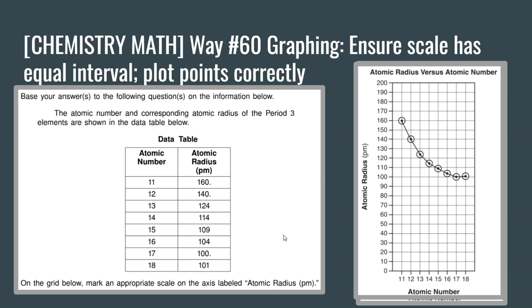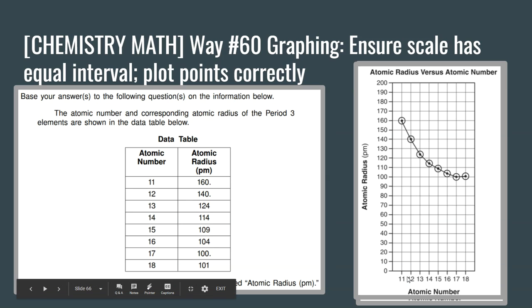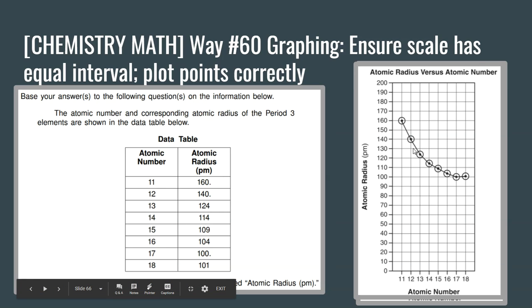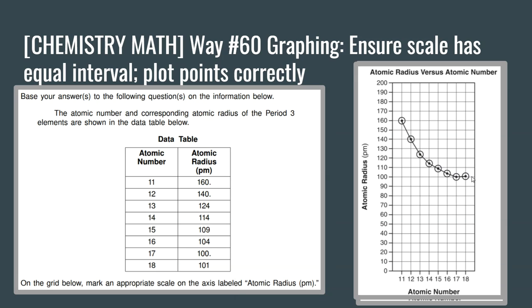It says atomic number 11 corresponds to atomic radius 160, so plot that point. The next point is 12, 140, and then 13, 124. So 124 should fall between 120 and 130, and then you just plot the rest of the points. Typically, it'll ask you to put a circle around the dot and then to connect them in order to show the trend. For this trend, you should remember that the atomic radius decreases across a period, across period 3, primarily due to the increasing nuclear charge.